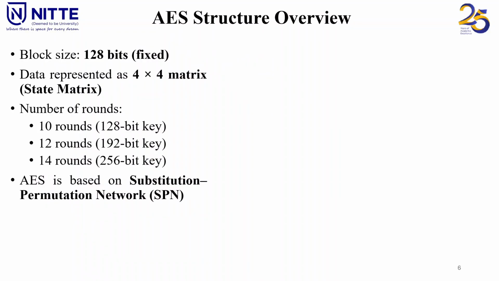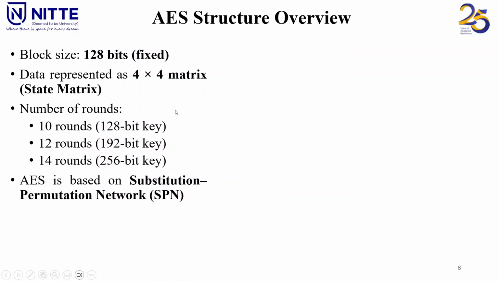When it comes to the structure of the AES algorithm, the plain text block size is 128 bits. It is fixed. The only thing is we make use of various keys in order to encrypt the 128-bit block. The 128-bit data is represented in a 4x4 matrix, that is 16 bytes. Every cell of the matrix has 1 byte of value. This 4x4, 16-byte matrix we call the state matrix.